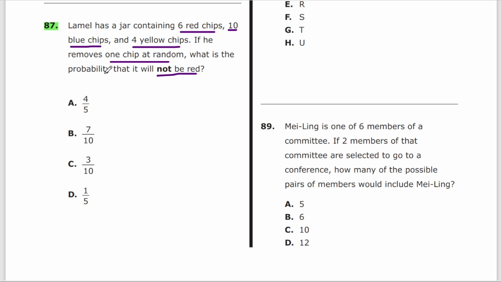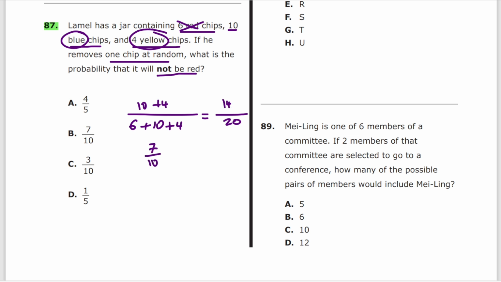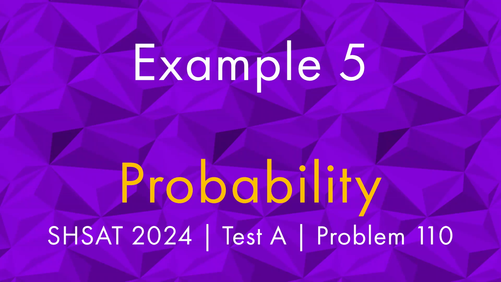How many chips total? On the bottom, we have 6 plus 10 plus 4, which is clearly 20. On top, we are selecting between blue chips and yellow chips because it cannot be red. So it's just 10 plus 4, which is 14. Answer is 14 out of 20. If you simplify, you're going to get 7 out of 10. Answer is B.